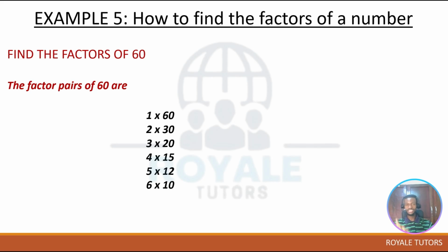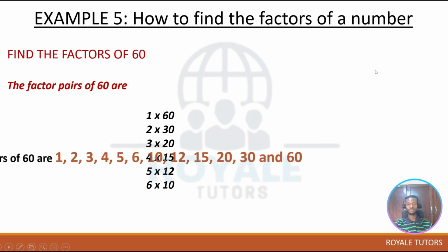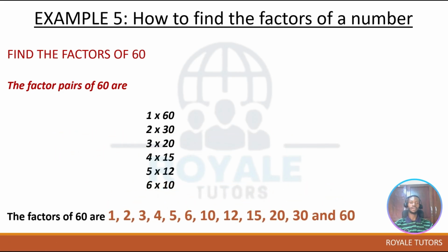So with these factor pairs, let's generate our list of factors for 60. So the list of factors for 60 are 1, 2, 3, 4, 5, 6, 10, 12, 15, 20, 30, and 60. So these are the list of factors for 60.